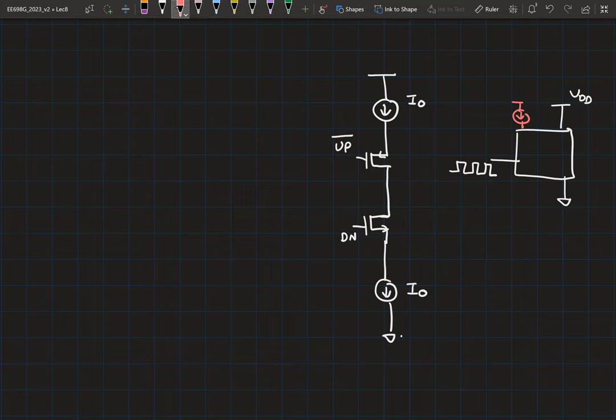Now, if channel length modulation was present, what issues do you see? So what is the equation for the current? In what region are all these transistors expected to be other than the switches? They are expected to be in saturation region. So tell me the equation for the current, assume long channel transistors.